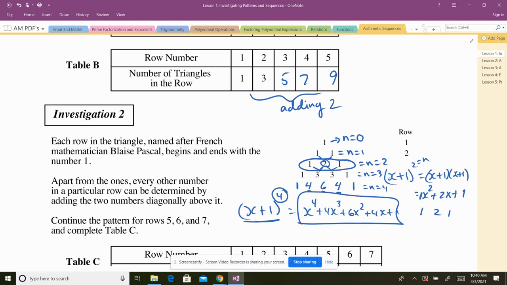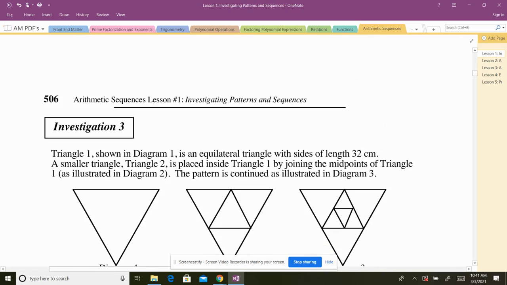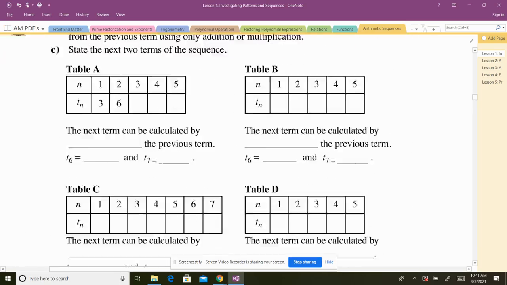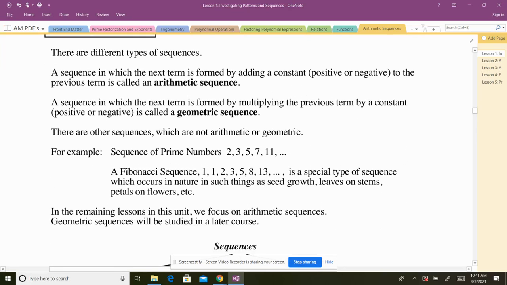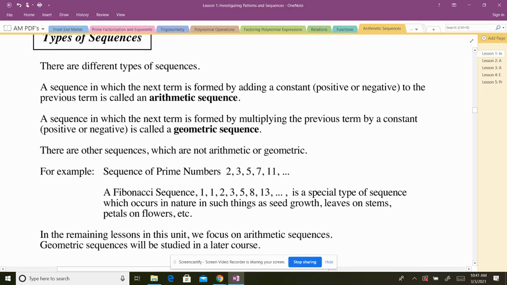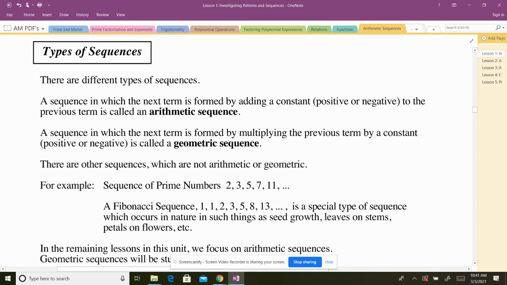So we're going to skip to page 508, please. And in this class, we only study arithmetic. The first two were useful because they were arithmetic. So there's different types of sequences. An arithmetic sequence is adding a constant. +2, +3. It can be a negative constant, so -3. That's still adding, because it's adding a negative.